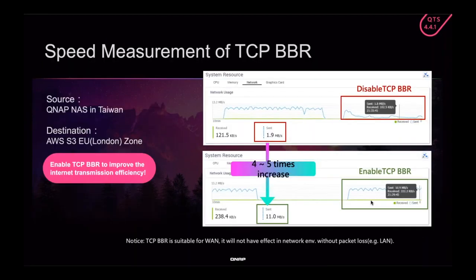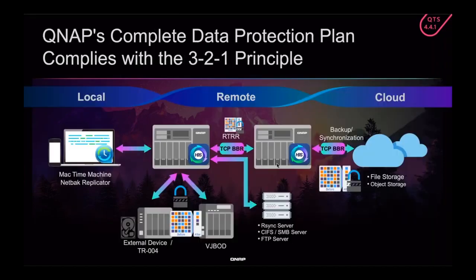So in this example, we sent data from Taiwan to London. And so that's a long distance with a lot of opportunity for packet loss. And in that situation, we saw a 4 to 5 times increase when we used TCP BBR. So that's quite significant. Now, if you're sending data a much smaller distance, you may not see the full 4 to 5 times increase, but it's still a very helpful feature that I think is very worth using.